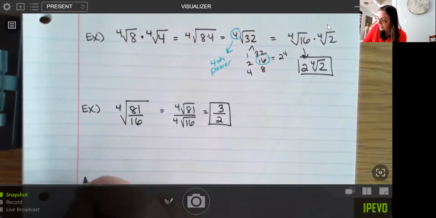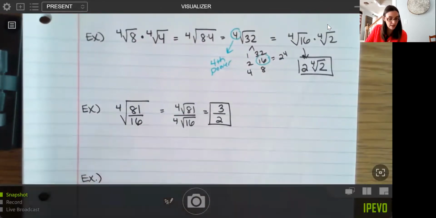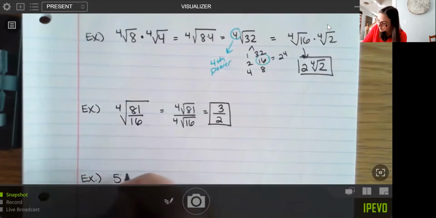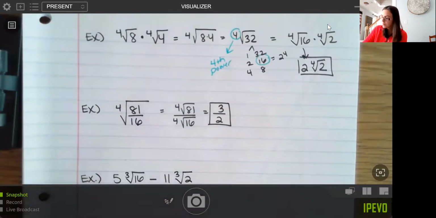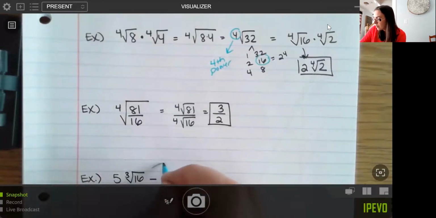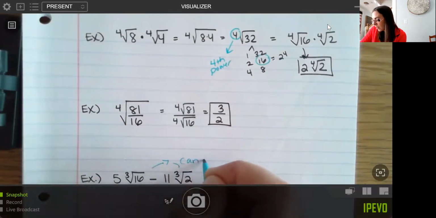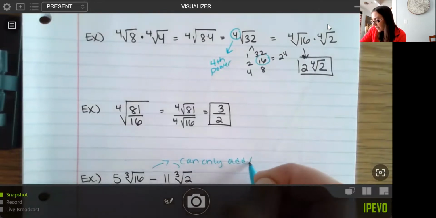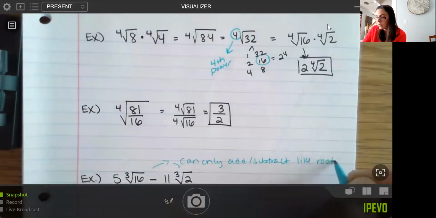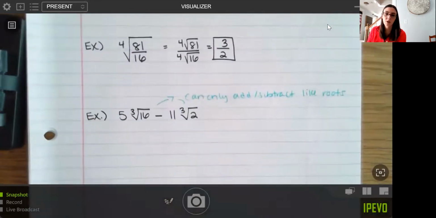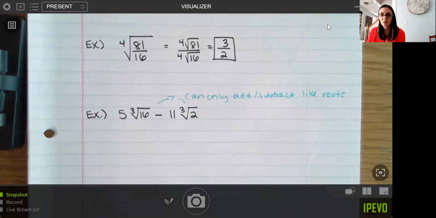If we have something like adding and subtracting, let me do that next. So remember, you can only add or subtract like roots or like radicals. So these are different. They're both cube roots, which is good, but one has a 16 and one has a 2. So I can't do that. But I can try simplifying.